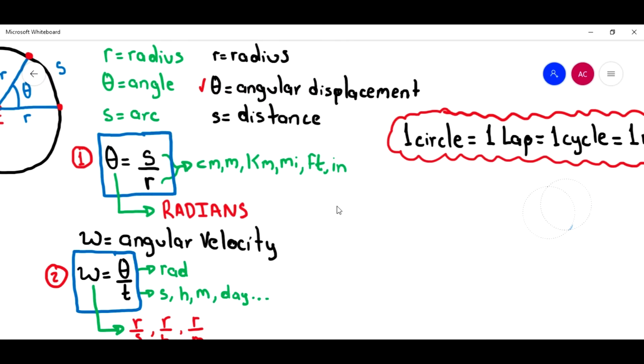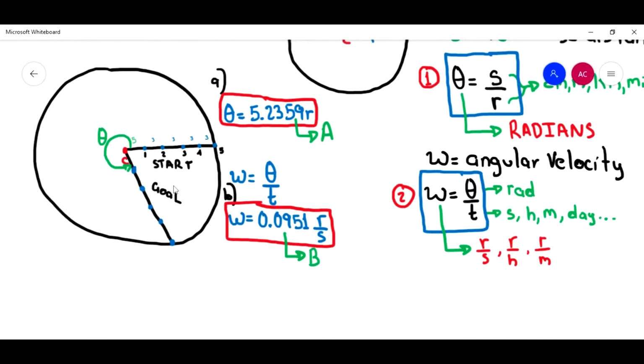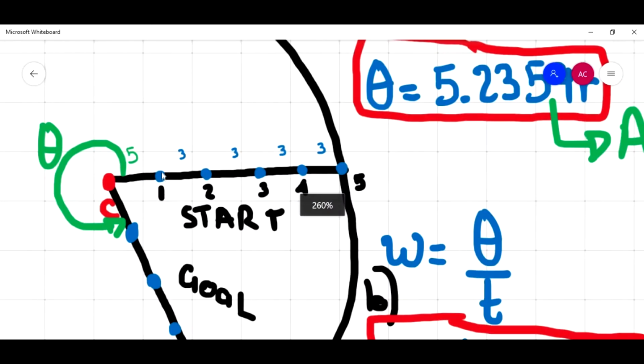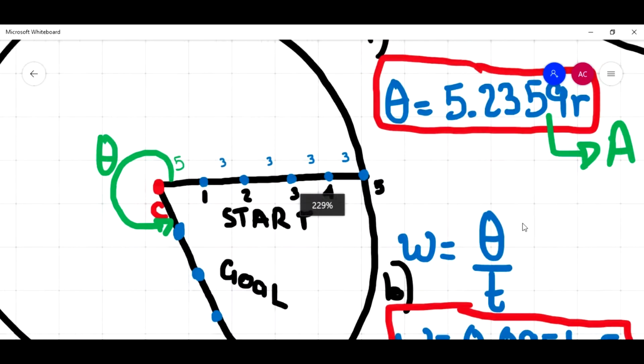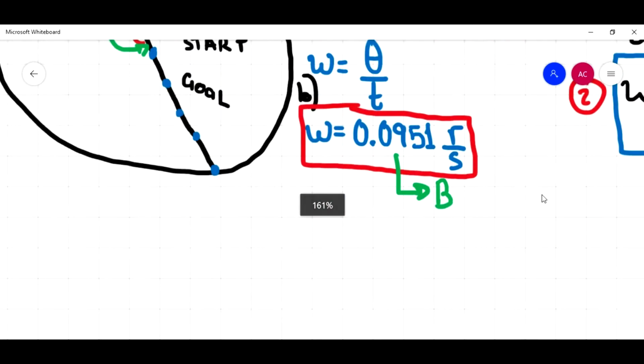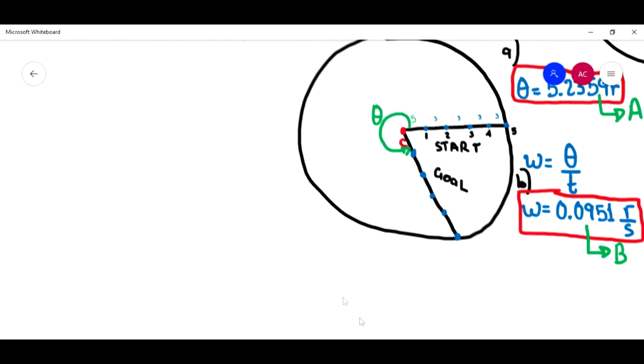Yes, I'm going to erase it, and I'm going to isolate S. So distance equals the angular displacement times the radius. With this equation, I'm going to find the distance, but I need the radius. I'm going to have a different radius for each one of the distances, sorry, for each one of the cyclists.